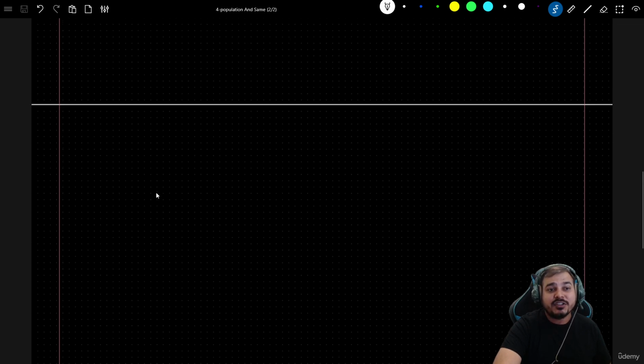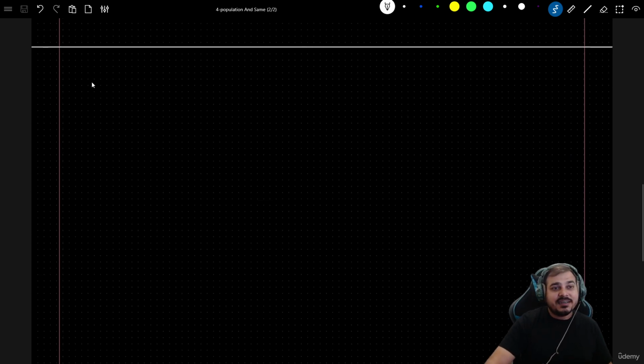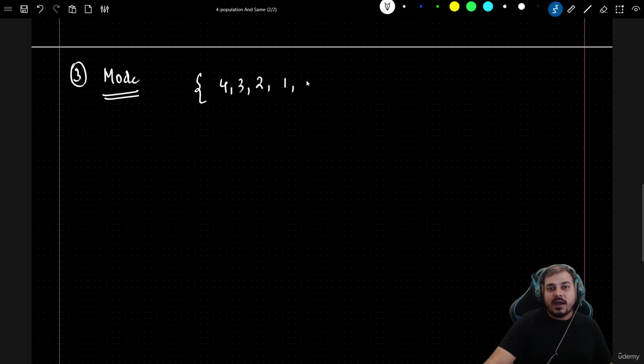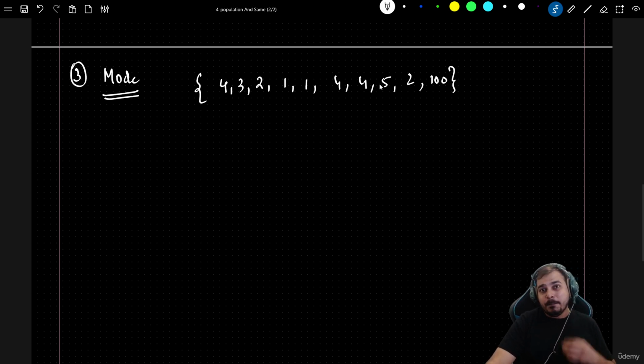There is also one more technique, which is called the mode. So let's understand the third technique, the mode. The mode will also help us fight against outliers, but here is how it works. Suppose I have elements like 4, 3, 2, 1, 1, 4, 4, 5, 2, 100, right? In this particular case, I have an outlier. If I try to calculate the average, obviously it will impact the mean value, and it will not be similar to the central tendency value because of this specific outlier.